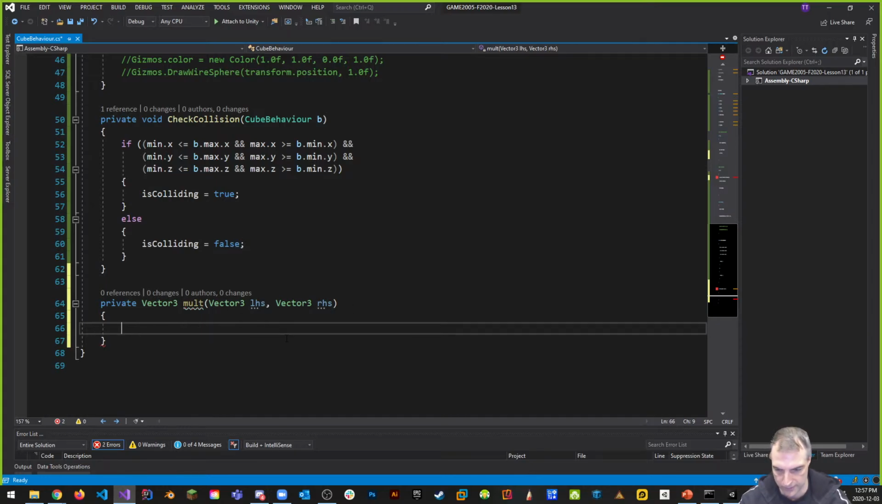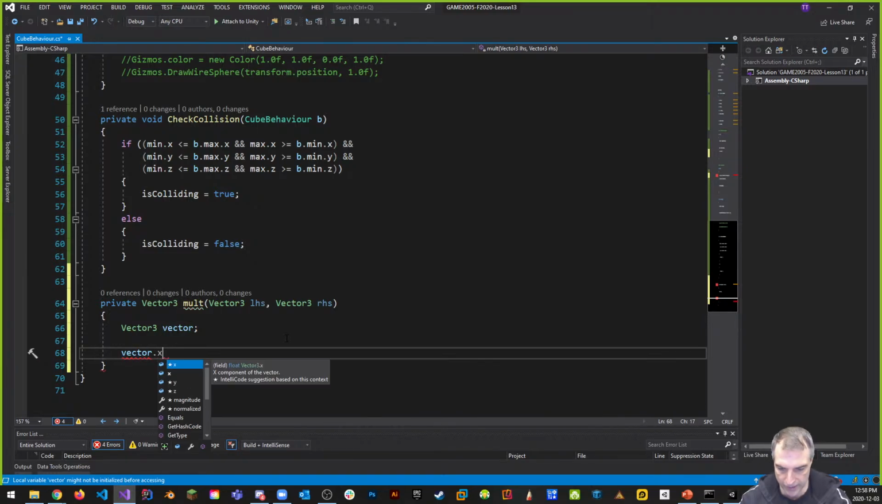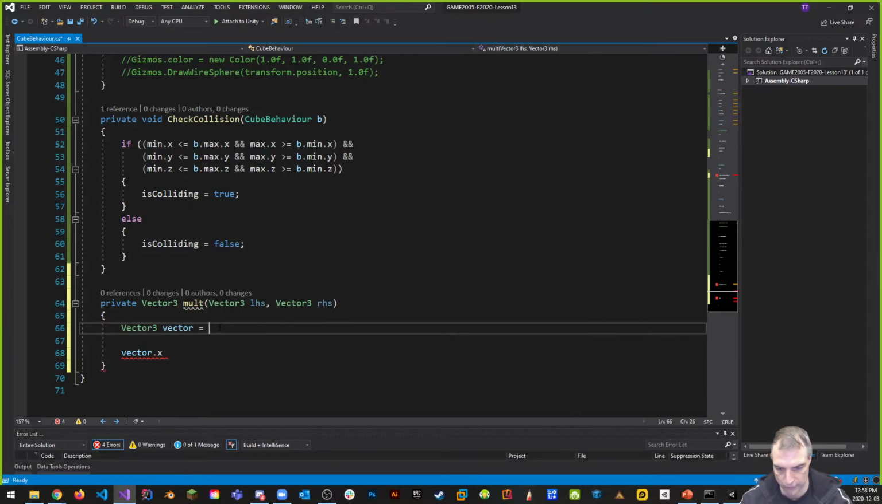So we're going to make a new Vector3 object. We're going to call it vector. And we're going to say that vector dot x, make a new vector, is equal to a new Vector3 object. Sorry, I have to do this.